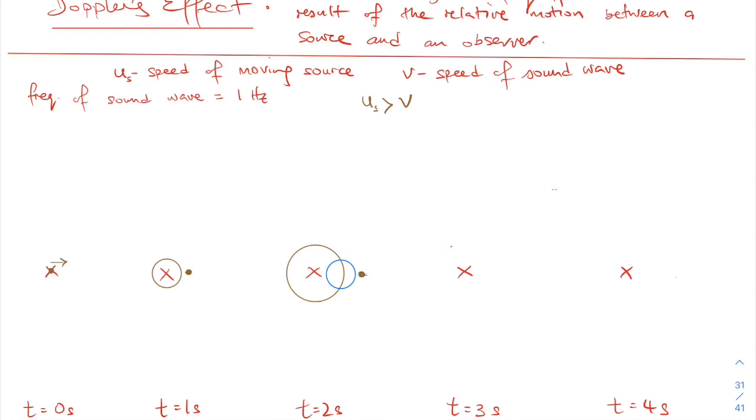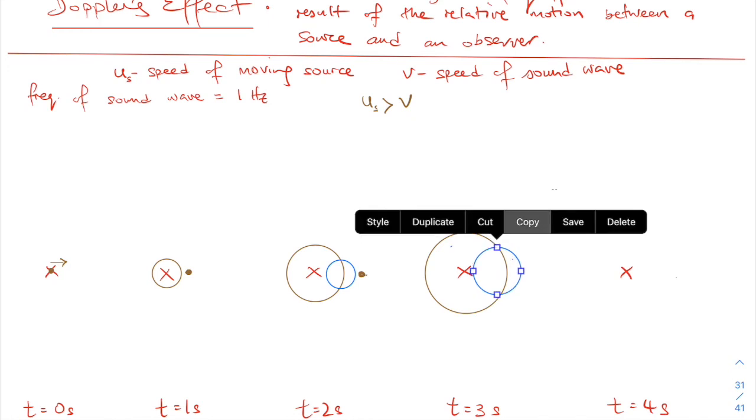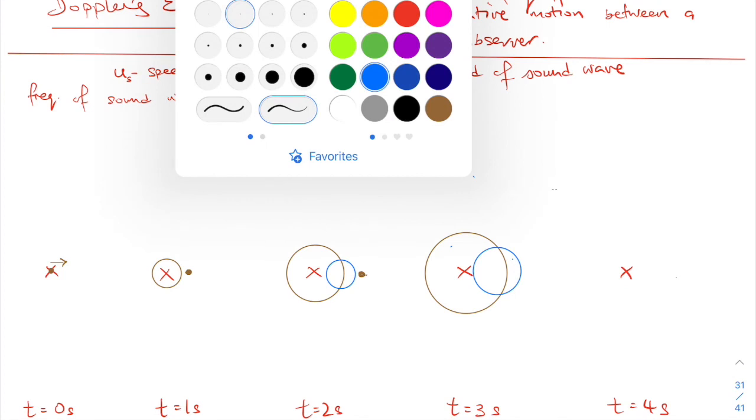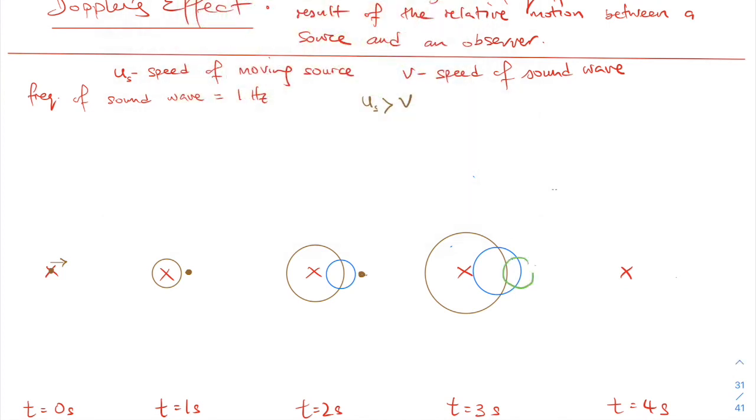And at time t equals 3 seconds, the first sound wave would be here. The second sound wave would have expanded here. The third sound wave would be here. And where is that moving source? It's still right in front here, faster than the speed of the sound wave produced.